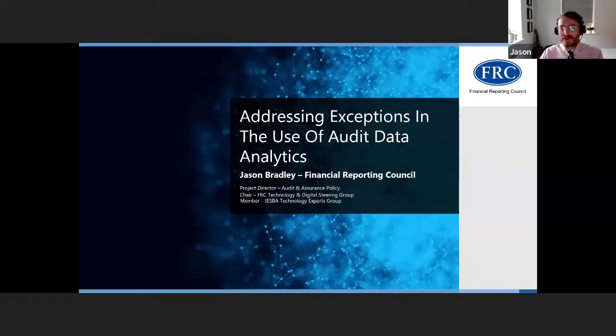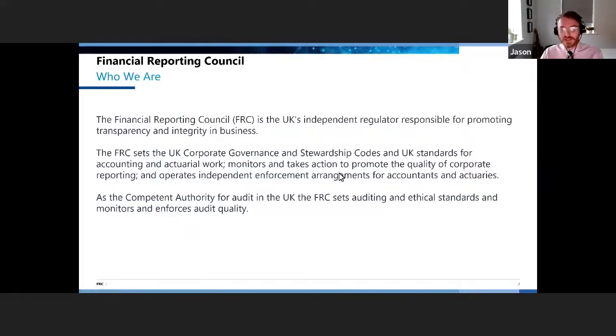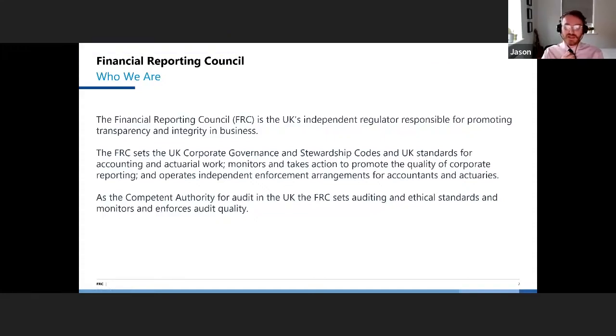Before I do that, I'm going to very quickly talk about who we are at the FRC. We are the UK's independent regulator responsible for promoting transparency and integrity in business. We set the UK corporate governance and stewardship codes, and we also set the accounting, actuarial, and audit standards. We produce the guidance that sits around that as well. We monitor and take action to promote quality of corporate reporting, as well as audit and actuarial work. And we are also operating the independent enforcement arrangements for accountants and actuaries.